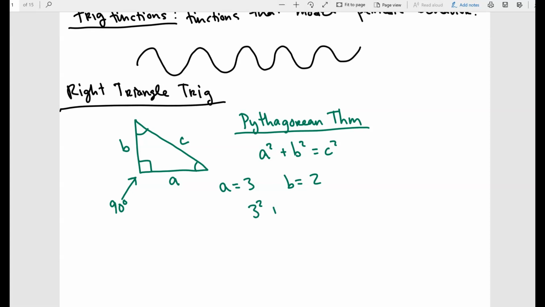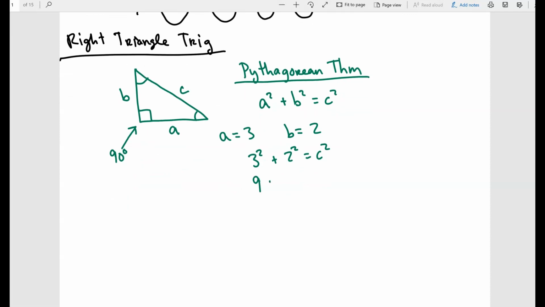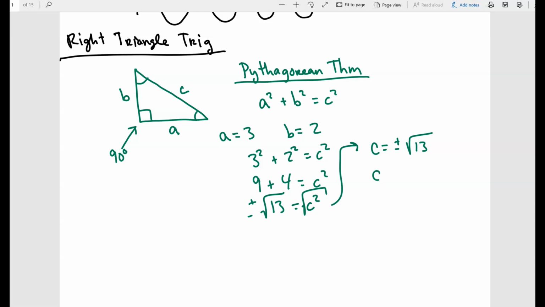So we have 3 squared plus 2 squared equals c squared. This is going to give me 9 plus 4 equals c squared. Then 9 plus 4 gives me 13, equals c squared. You take the square root. When you take a square root, you also add plus or minus. So c is going to be equal to plus or minus square root of 13. Typically, this is not correct because in a triangle you can't have a negative length. So c has to be only one possibility, which is the positive square root of 13.